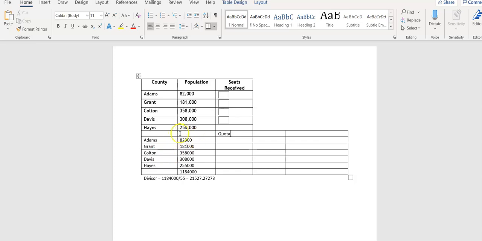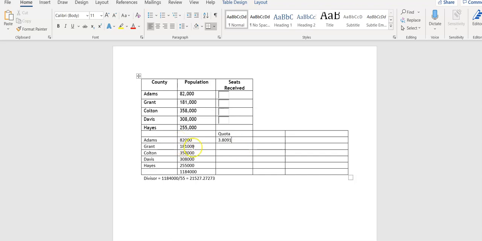All right, so my next column I'm going to make is called the quota. We're going to take each separate population and divide it by the divisor. So we're going to take 82,000 and we're going to divide it by this number right here. So I'll do that first. 82,000 divided by 21,527.27273. So 3.8091. I'll take it to about 4 decimal places.